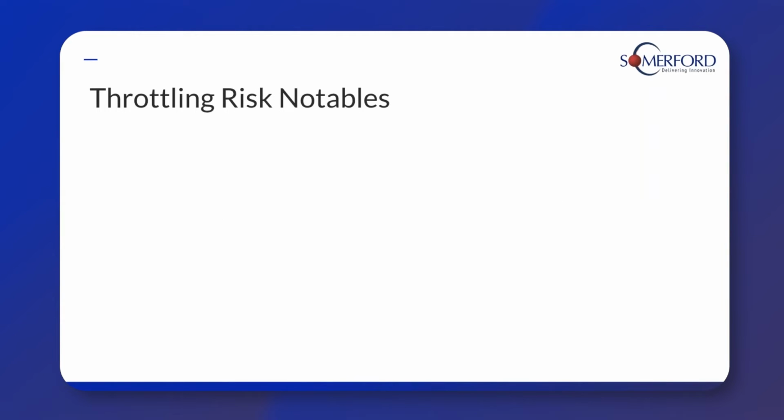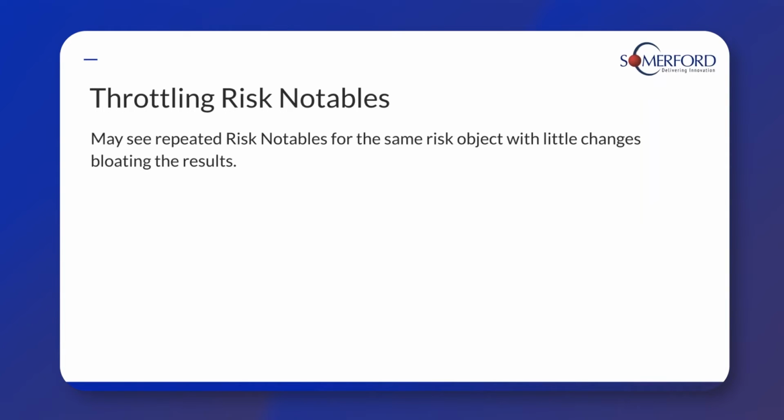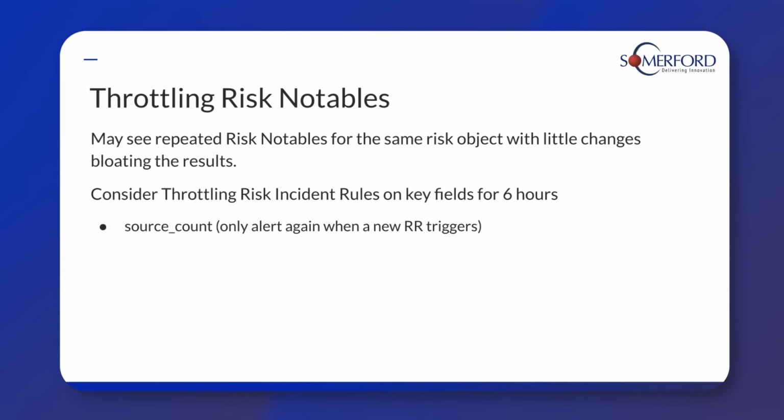So, throttling risk notables, we might want to think about this. We might see the same risk object contributing to multiple notables because some things have changed within it, and it's coming back on the new search for whatever reason. So we want to think about certain fields that are available to us that we may want to throttle against, over a period of time. In this case, 6 hours, but it could be any time frame.